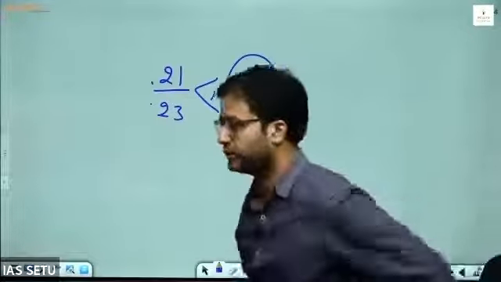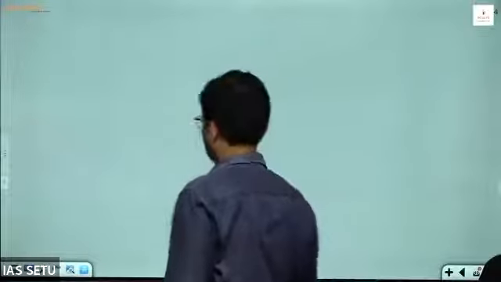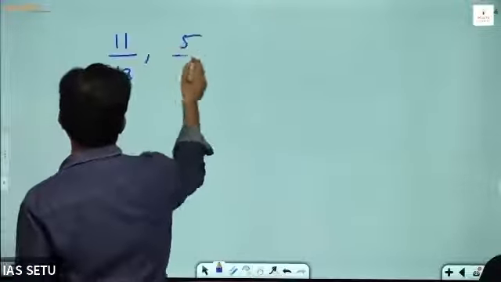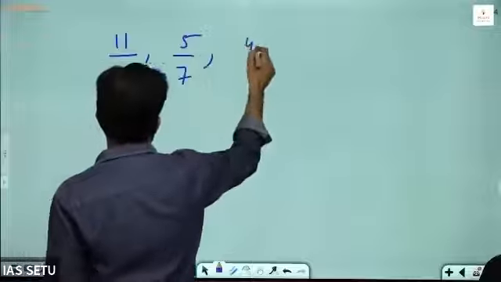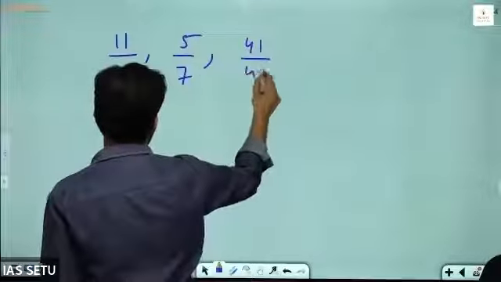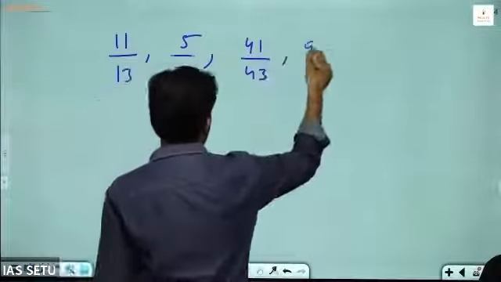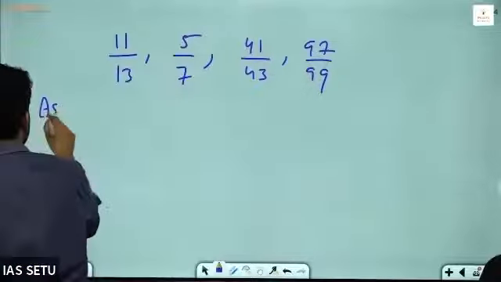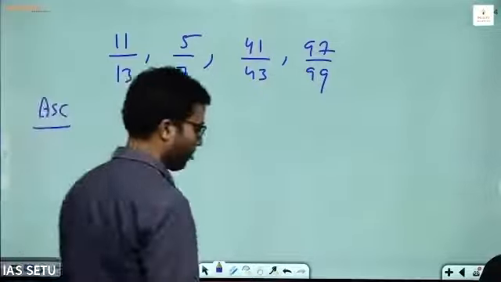Let me ask you a question. 11/13, 5/7, 41/43, 97/99. You have to arrange these in ascending order.